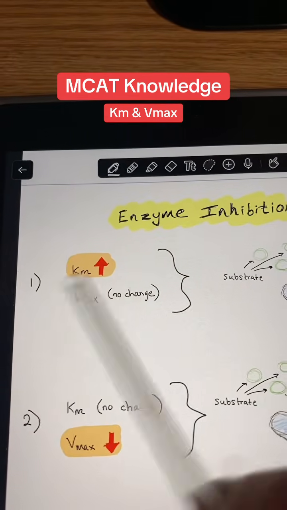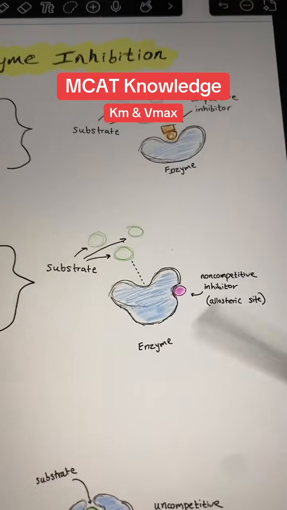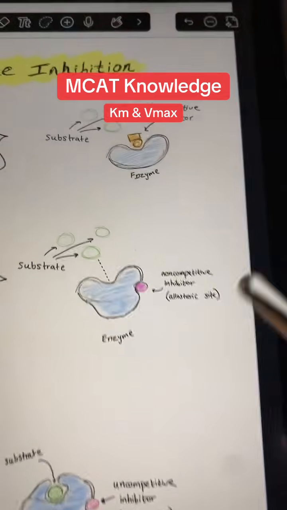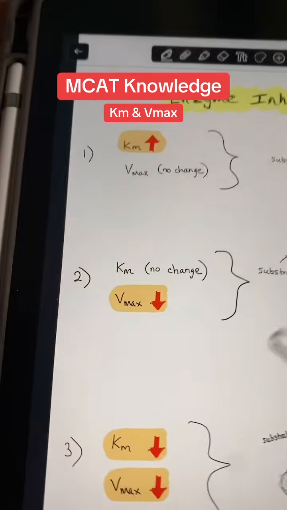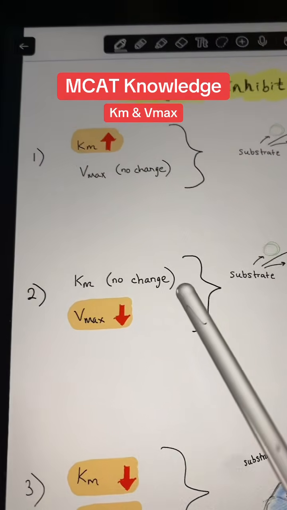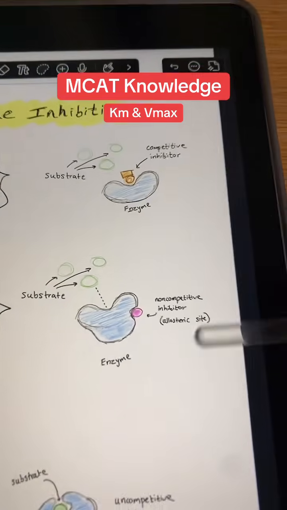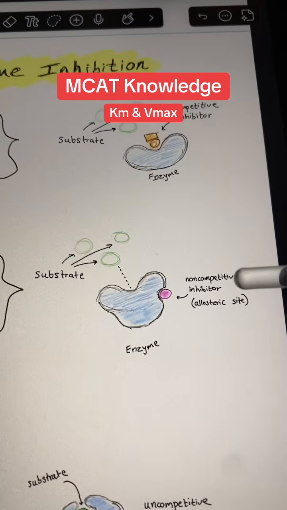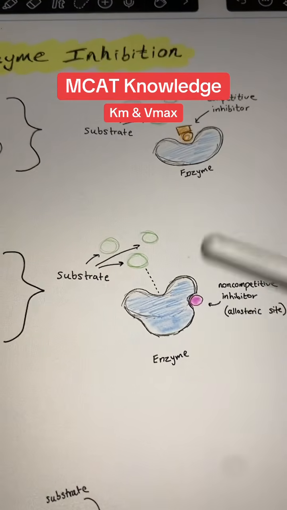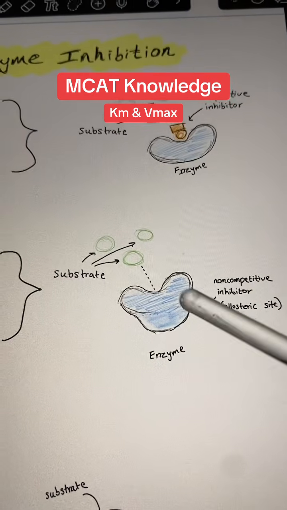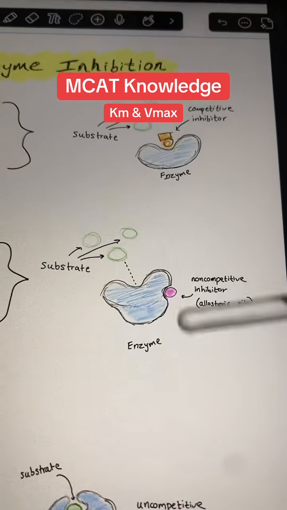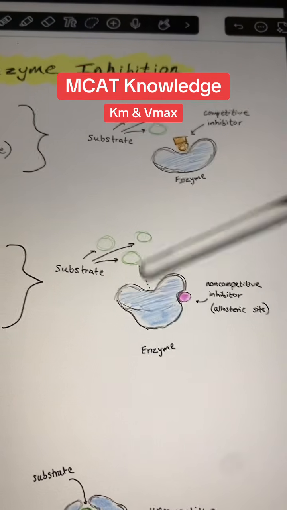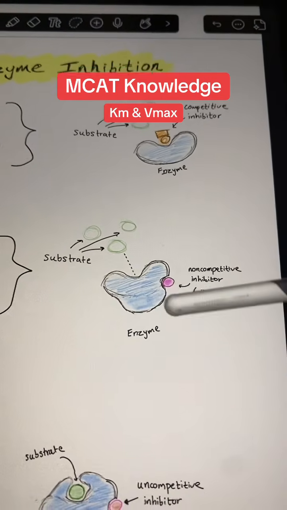which means the Vmax is unchanged. For non-competitive inhibition, the active site is free, so the substrate can still bind to the active site with no problem. That's why the Km does not change. However, the Vmax decreases because if a non-competitive inhibitor binds to the allosteric site, the enzyme changes shape. See how I made it a little more chubby on this side? With that changed shape, it's less effective at turning this substrate into product because remember, shape determines function.